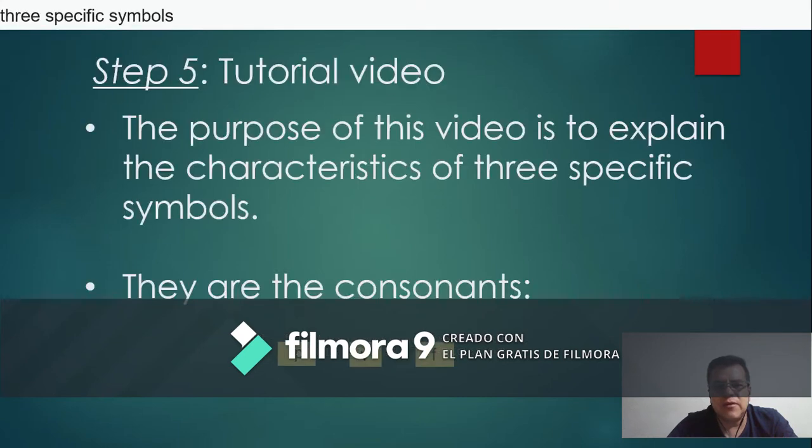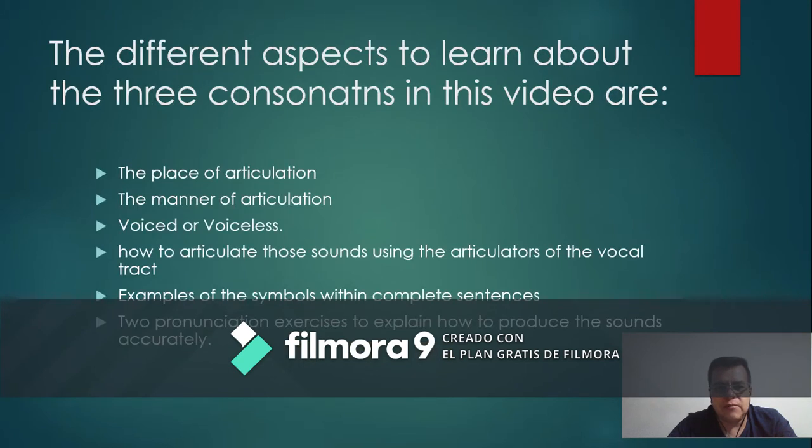This is a tutorial video of the course Phonetic and Phonology. The purpose of this video is to explain the characteristics of the three specific symbols. These are the consonants p, v, f, that is the sound. The different aspects to learn about the three consonants in this video are the place of articulation, the manner of articulation, voiced or voiceless, how to articulate those sounds using the articulators of the vocal tract, examples of the symbols within complete sentences, two pronunciation exercises to explain how to produce the sound accurately.